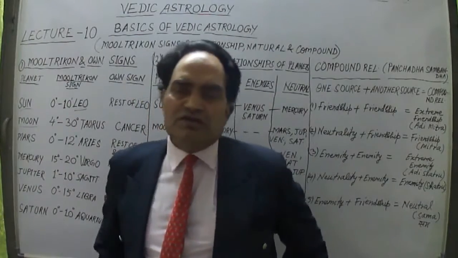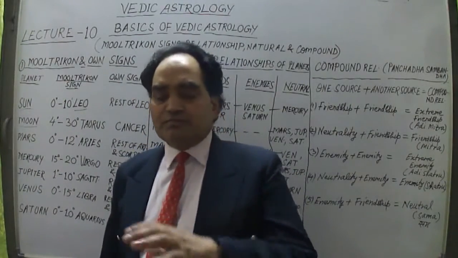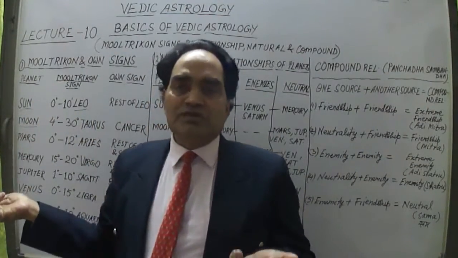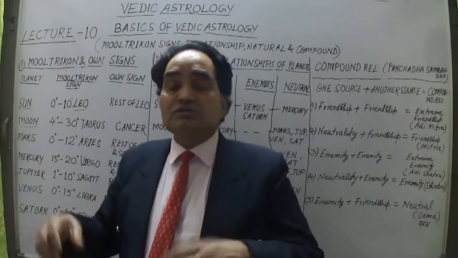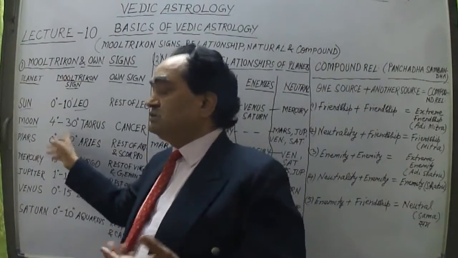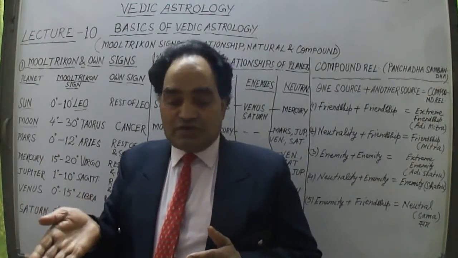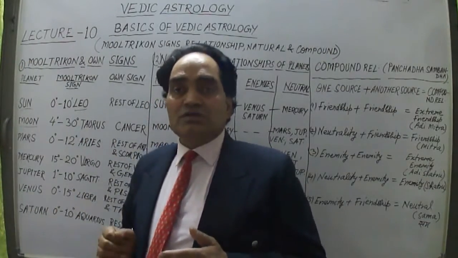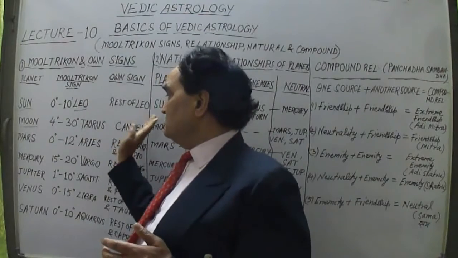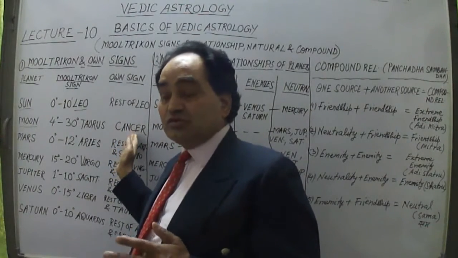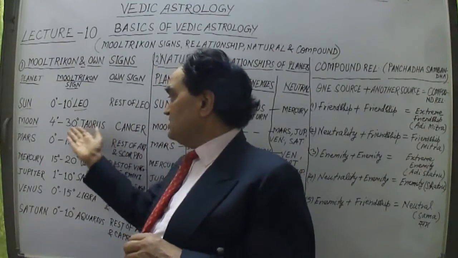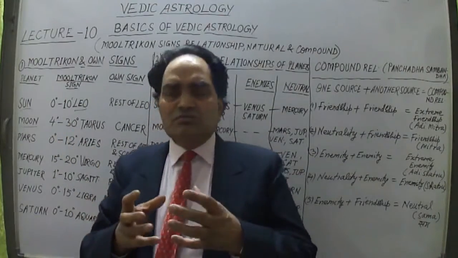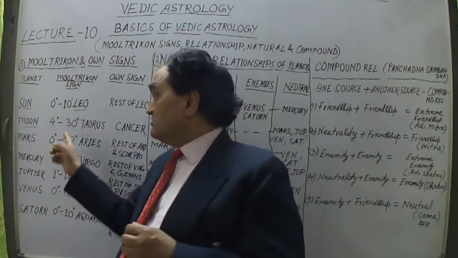Mars then. As I have told you, other planets, as the Sun had its Mooltrikon sign in the Leo sign, and Leo sign is lorded by the Sun, there is no doubt about this. Leo is the Sun's own sign, right? But the Moon has a different Mooltrikon sign, from 4 degree to 30 degree in Taurus, which is a different sign than that of the Moon's own. The Moon is lord of Cancer sign. The Moon's own sign is Cancer sign, but it has its Mooltrikon sign in the Taurus sign from 4 degree to 30 degree. That means the Moon is more active in this space, 4 degree to 30 degree.